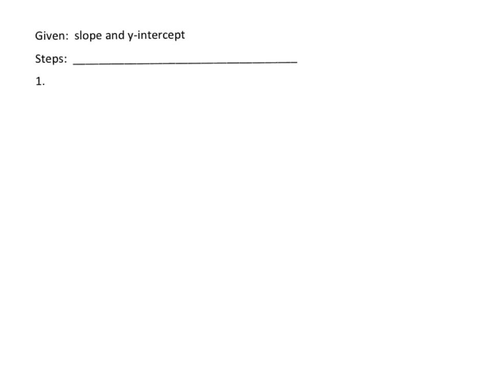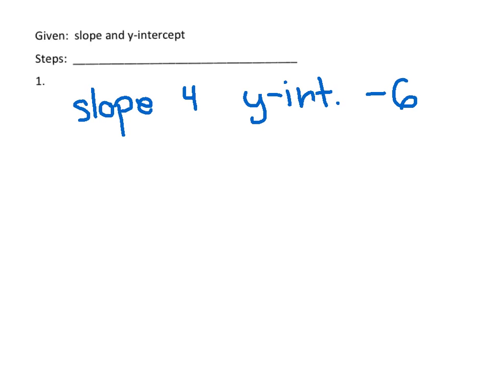So our first one is, what if you're given the slope and the y-intercept? Well, this is the easiest one of them all. So let's say you are given the following information. Let's say you're told that you have a slope of 4 and a y-intercept of -6. When you're given slope and the y-intercept, the only thing you have to do is substitute the slope and the y-intercept in the equation of y equals mx plus b in the slope-intercept form.